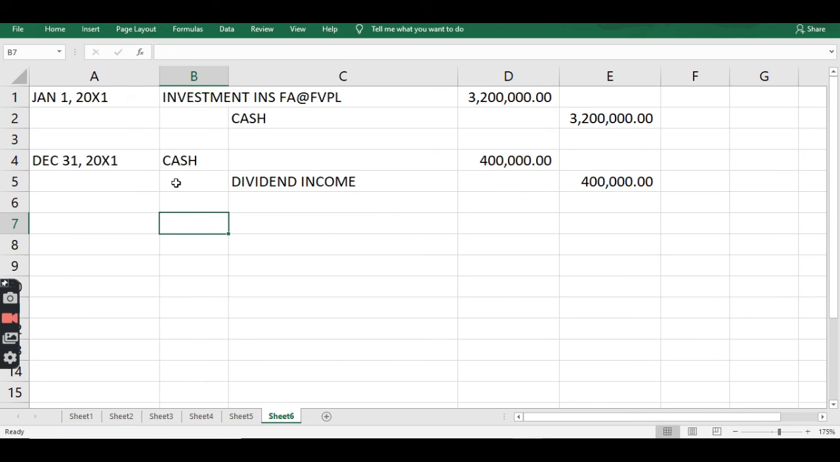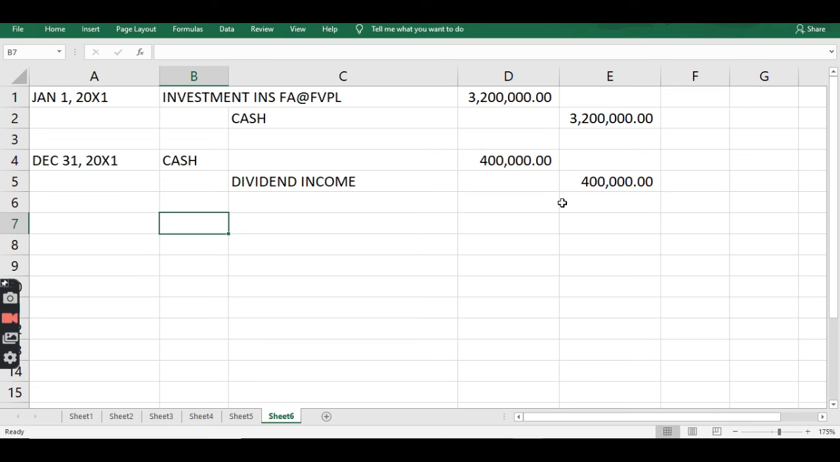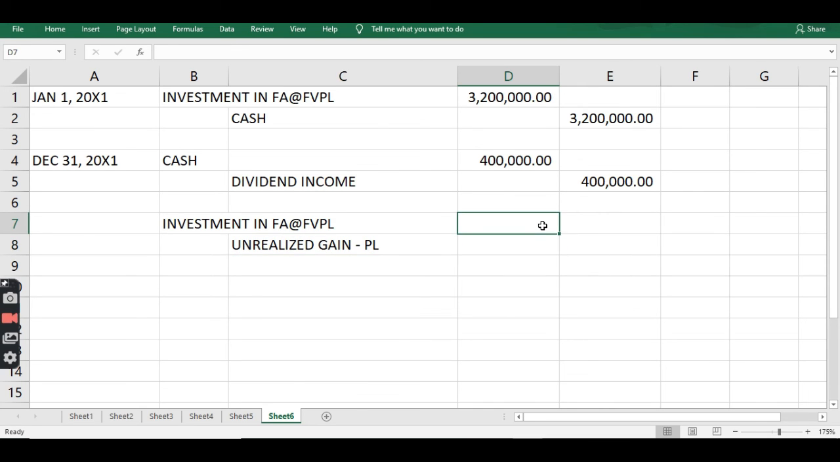Pagkatapos, ganoon din December 31, kasi sinabi, yung carrying value ay yung fair value na daw ng investment natin is 3,400,000. Okay, as compared dun sa 3,200,000. So magre-recognize tayo ng change in fair value, okay? Or unrealized gain na 200,000. So debit tayo dito ng direct adjustment na lang tayo, investment in financial assets na lang tayo. At FVPL, tas credit tayo dito ng unrealized gain. Nasa P&L papasok, that's 200,000.